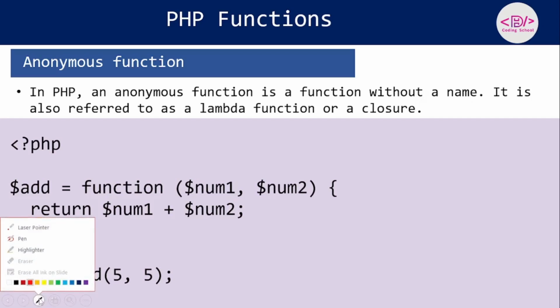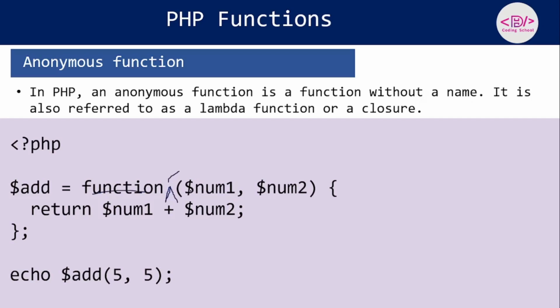Let me first get a pen here. You can see we normally put a name here, and there is no name. It's just a function with the parentheses, and then it has a return. What you're supposed to do is store its value in a variable, and then you can do the same thing here.